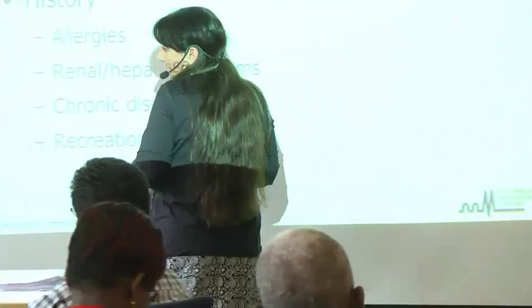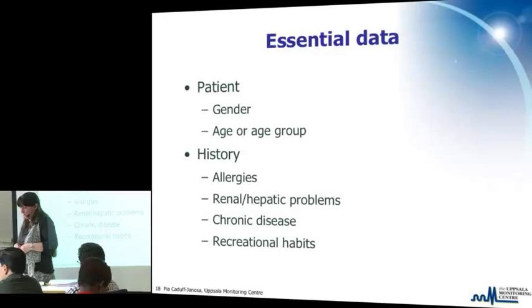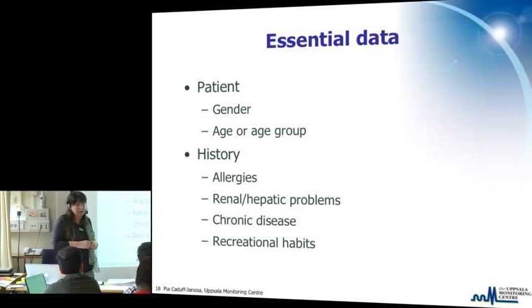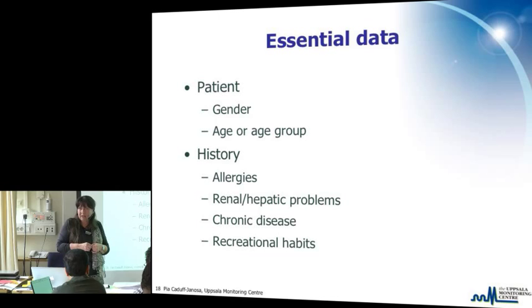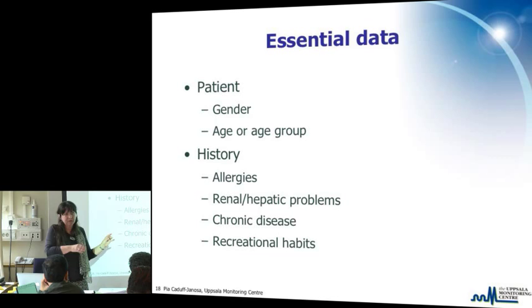Okay? The age group is important because those of us who have worked or work with children a lot will come to the conclusion that the child is not just a small adult. The physiology changes very much from the moment of conception till you get into the adult age. So it's important to know where you are in order to try to work out how the pharmacokinetics and the pharmacodynamics of a drug are in a population.